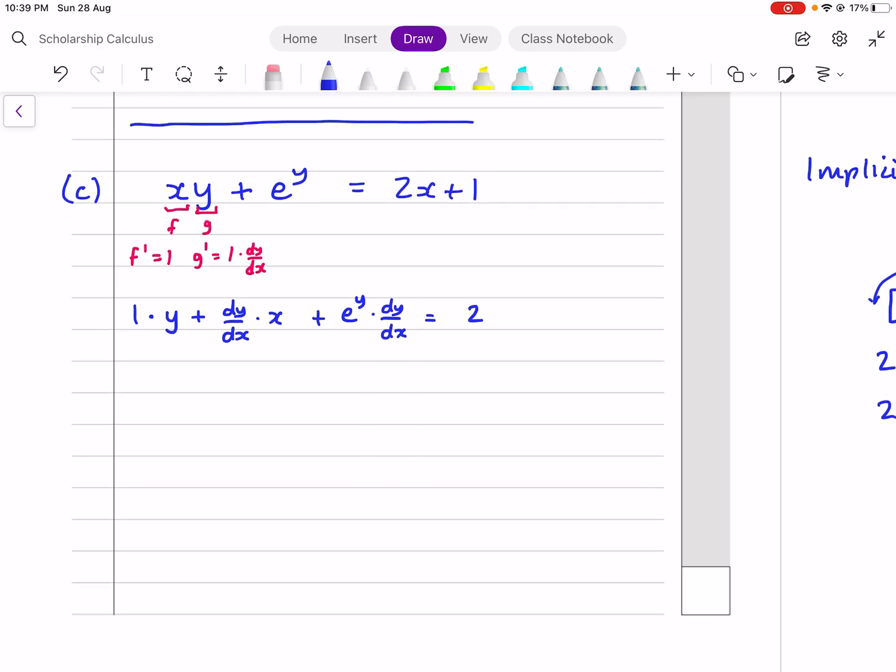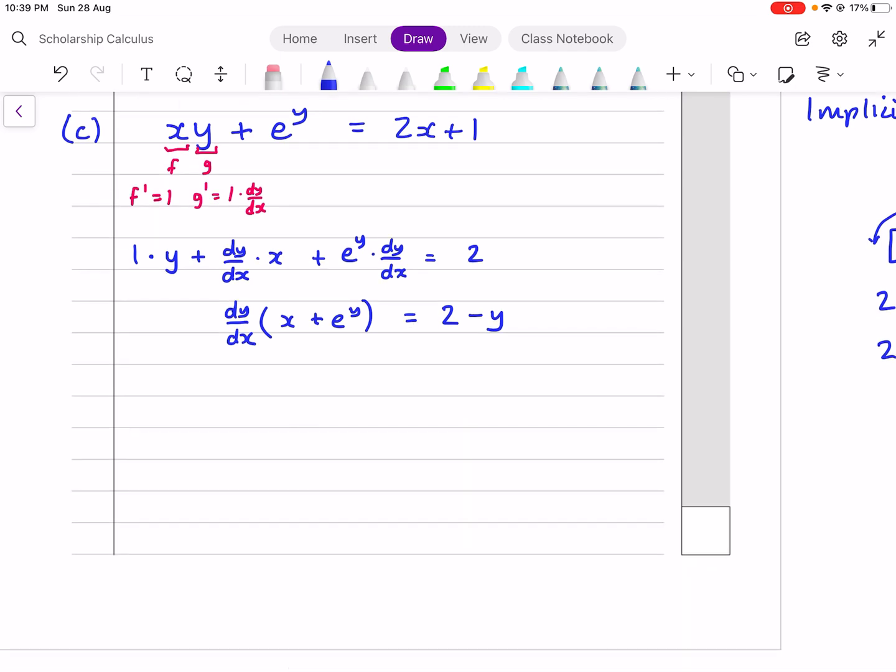Now at this point we can make dy dx the subject by grouping the terms that have got dy dx in them, and then moving everything else to the other side. So it's just a 1y at the front that I've moved to the other side, 2 minus y, and then I've got dy dx equals 2 minus y over x plus e to the y.